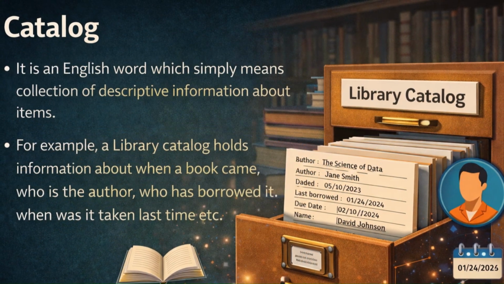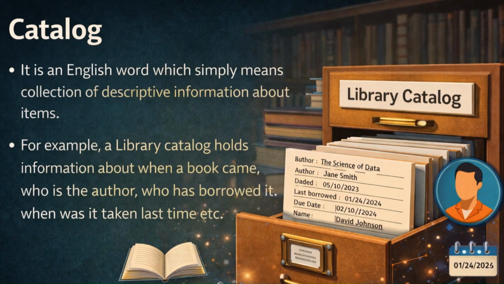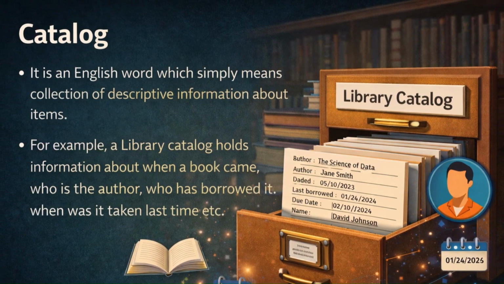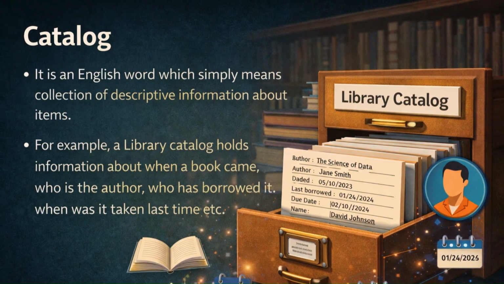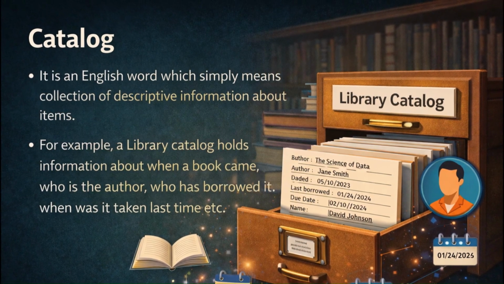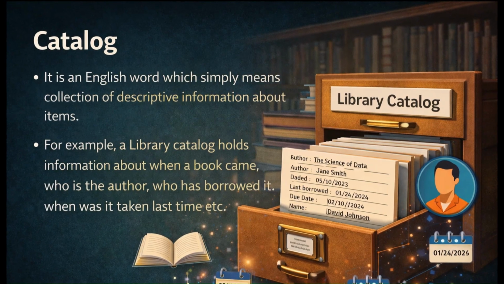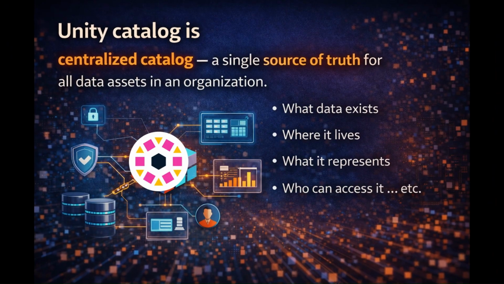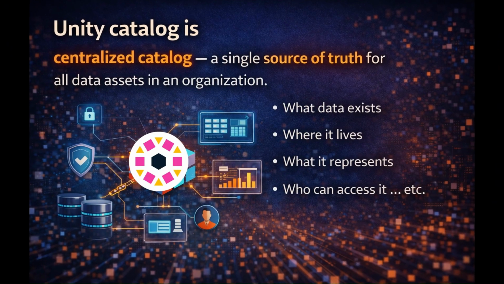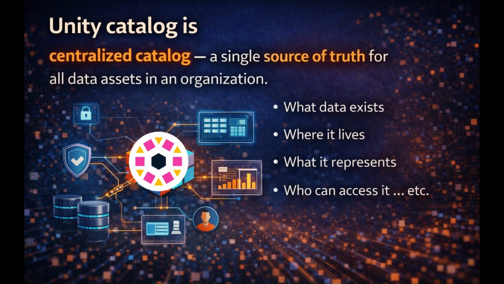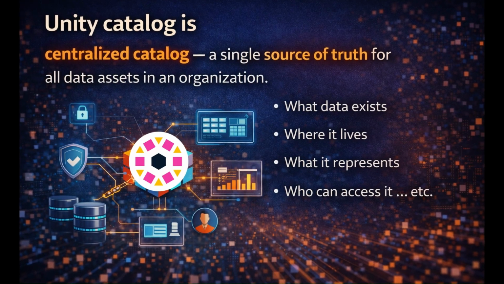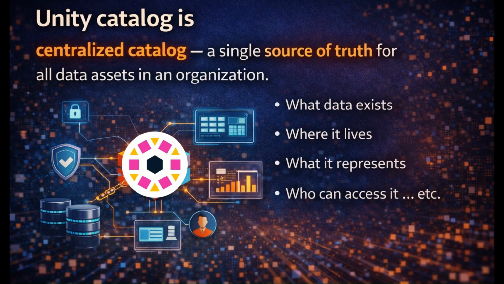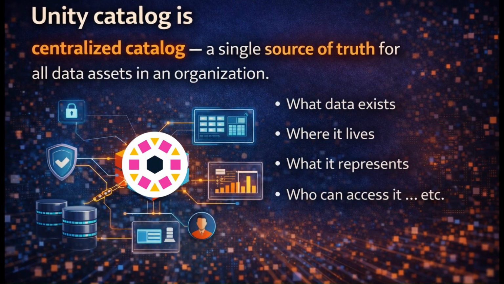So first is catalog. Catalog is just an English word which simply means a collection of descriptive information about items. For example, a library holds information about when a book came, who is the author, who borrowed it, when it was taken last time, etc. Similarly, Unity Catalog is a centralized catalog, and it's a single source of truth for all the data assets in an organization. Unity Catalog holds information like what data exists, where it lives, what it represents, who can access it, etc.